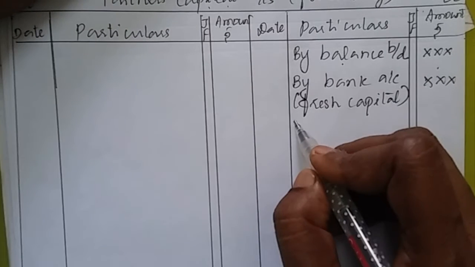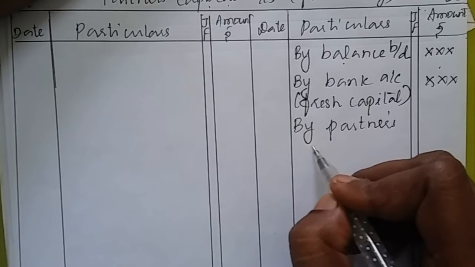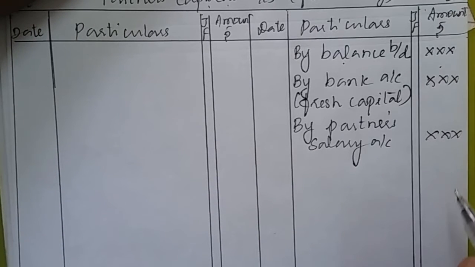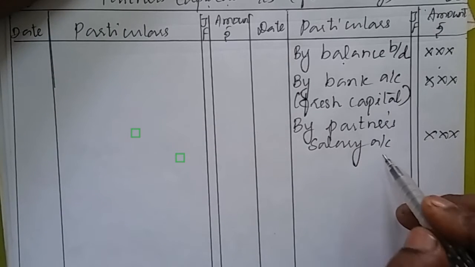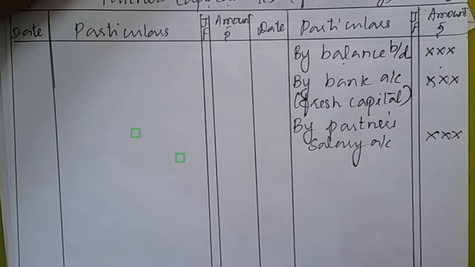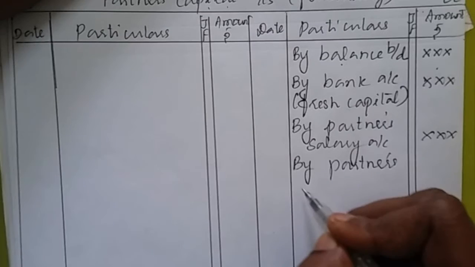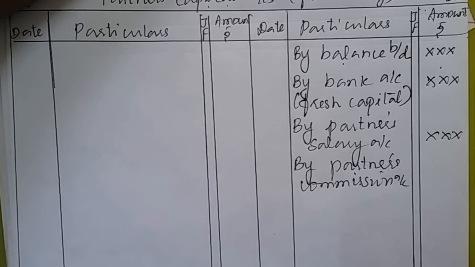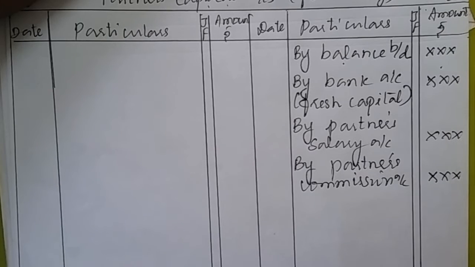And the next one is what? By partners' salary. Salary is an income to the partner because the salary will be paid by the firm to the partners. So it is an income to the partners, and we should show this on the credit side. Next to this, by partners' commission account. Commission is also an income to the partner, so we show this on the credit side.